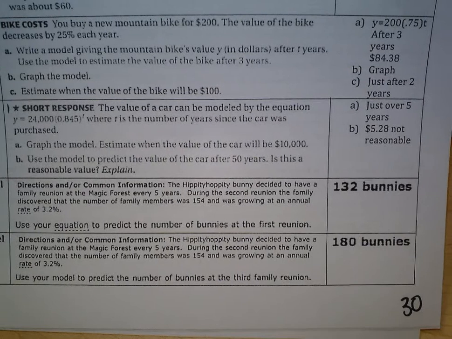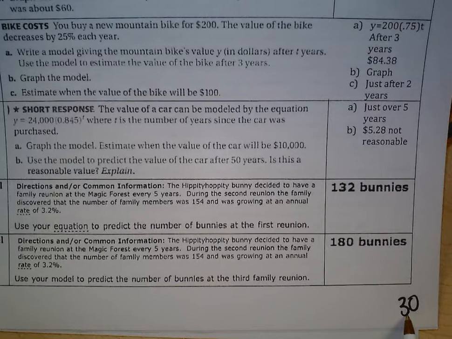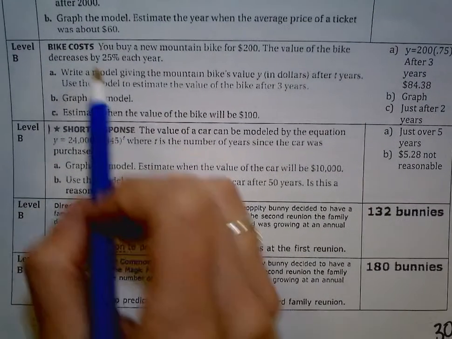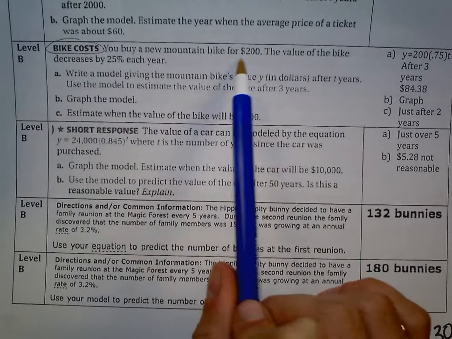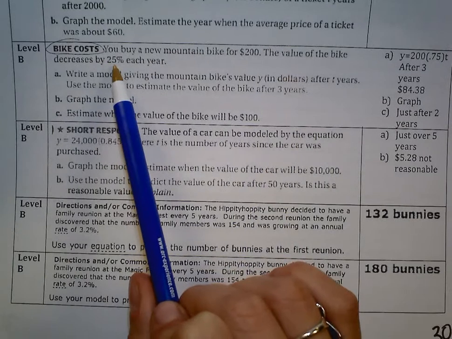Okay, I'm going to go over another problem. This one is on page 30. And this one I'm going to be going over the bike costs example. So you buy a new mountain bike for $200. The value of the bike decreases by 25% each year.